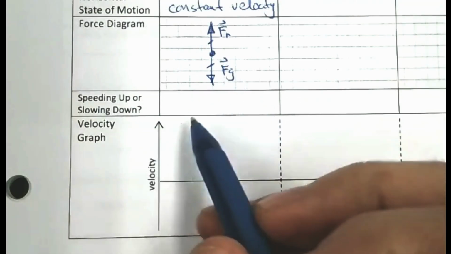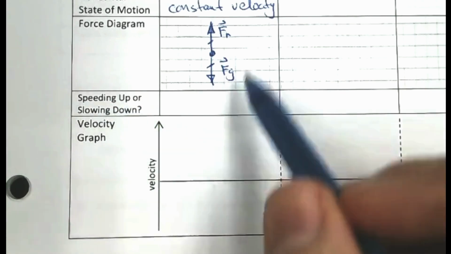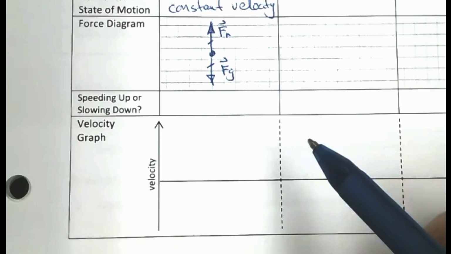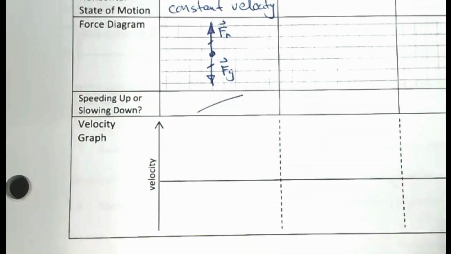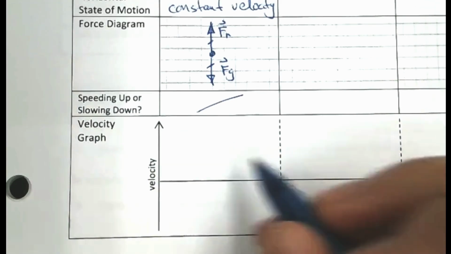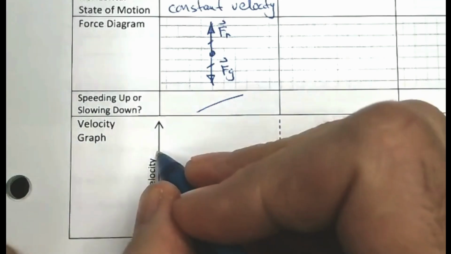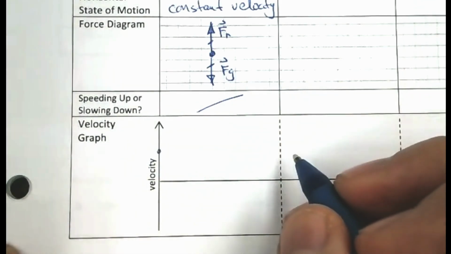Let's think again about the movement in the horizontal direction. Is it speeding up or slowing down? Well, we decided it was constant velocity, so there is no change to its velocity. And drawing the velocity graph, if it's moving at a constant velocity in the positive direction, then we'll draw a horizontal line.